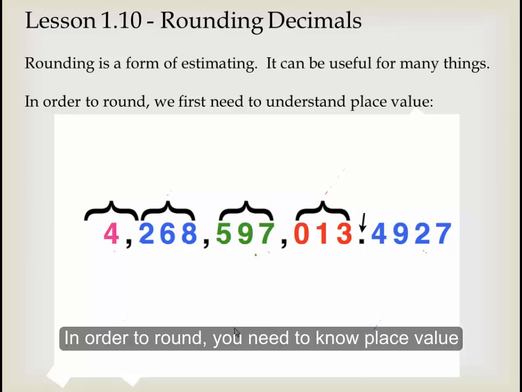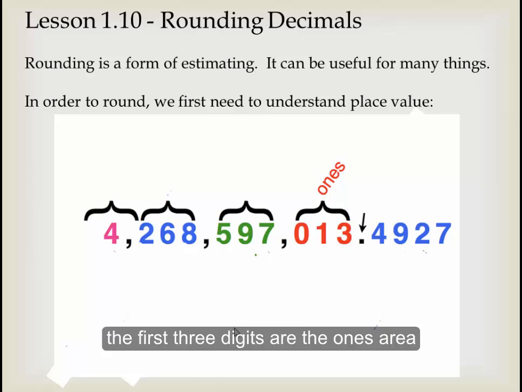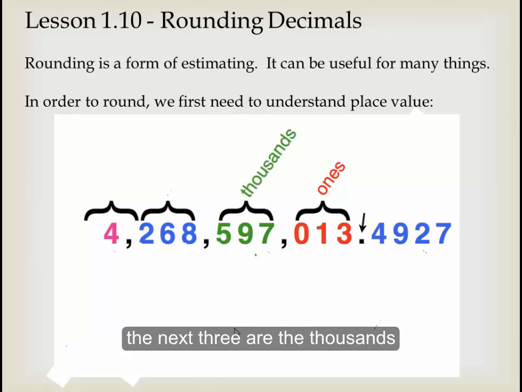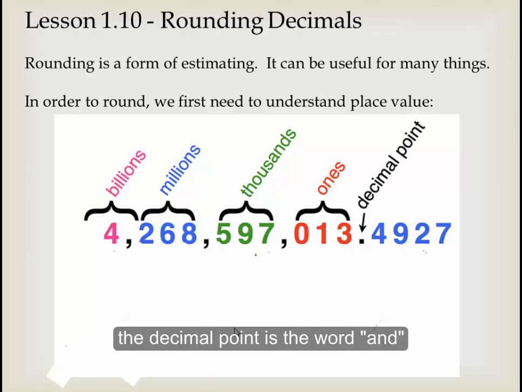In order to round, though, you need to know place value. So we look at this long number. The first 3 digits are the ones area. The next 3 are the thousands, millions, and billions. The decimal point is the word "and."